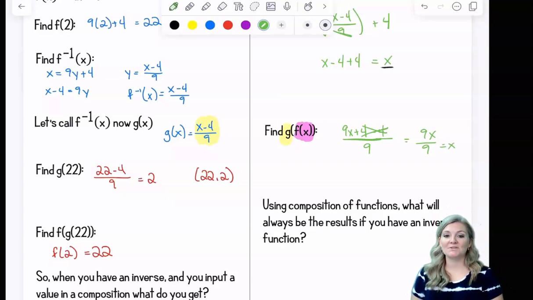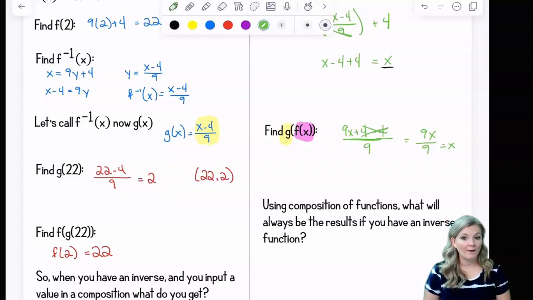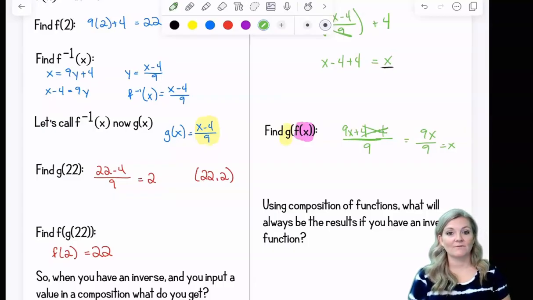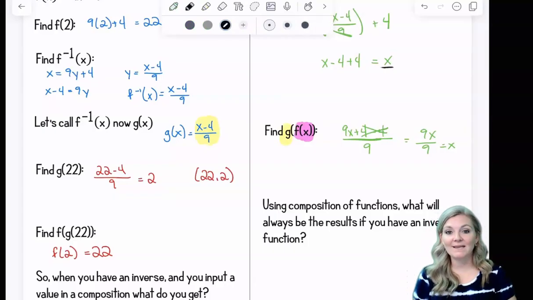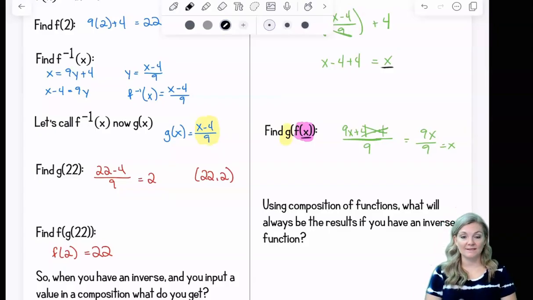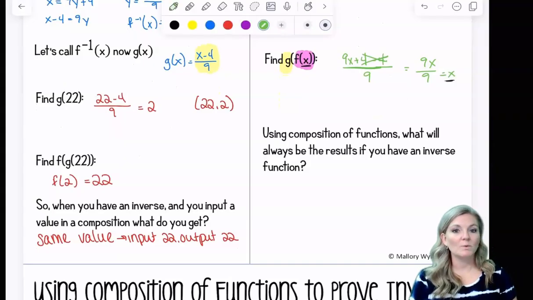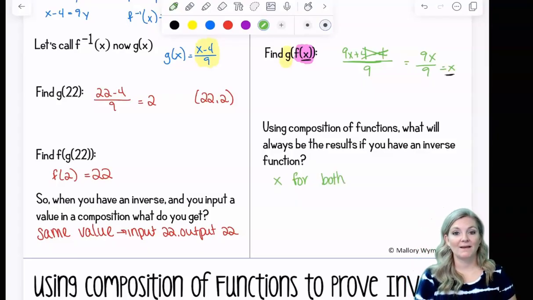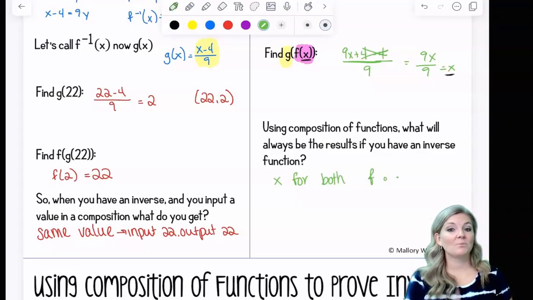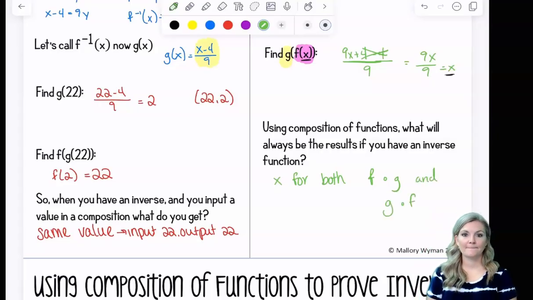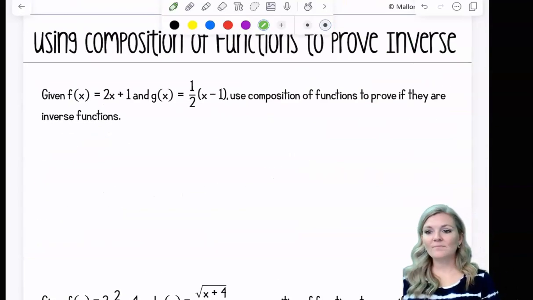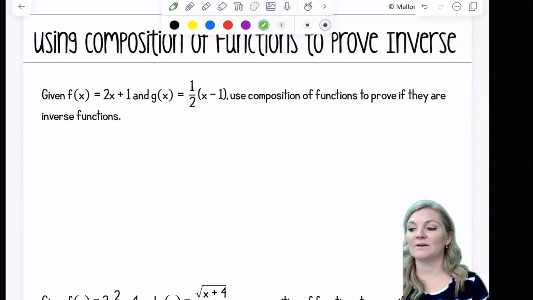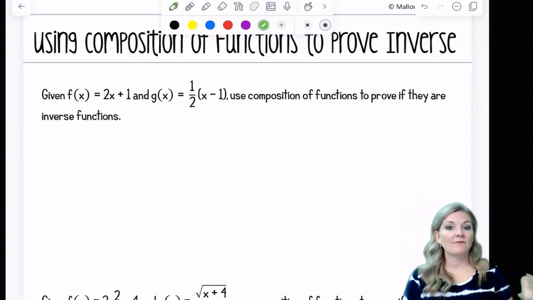So using composition of functions, what will always be the result if you have an inverse function? If you are plugging in x, and these are inverses using composition of functions, you are always going to get x. If they are inverses, you are always going to get x for both, and it is important that you do both.